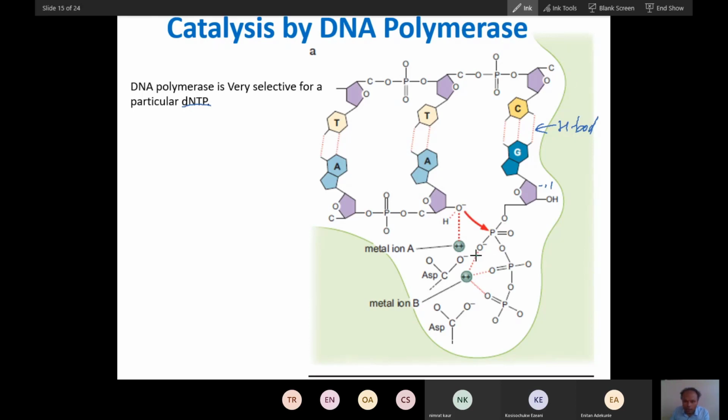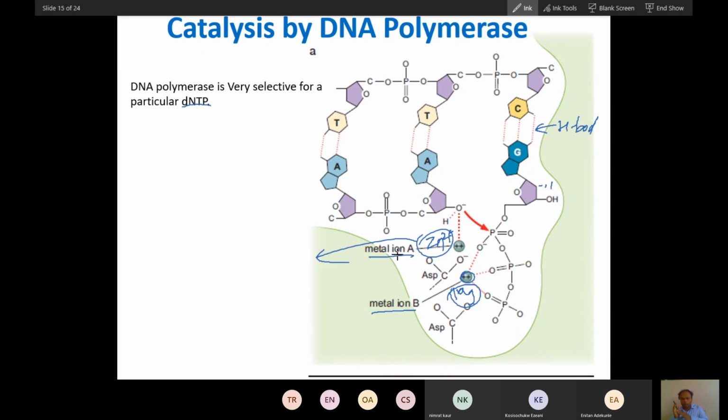You can see here two metals, metal A and metal B. Metal B is magnesium. Metal A is very tightly bound to the enzyme. This is zinc. So zinc is very tightly bound to the DNA polymerase.